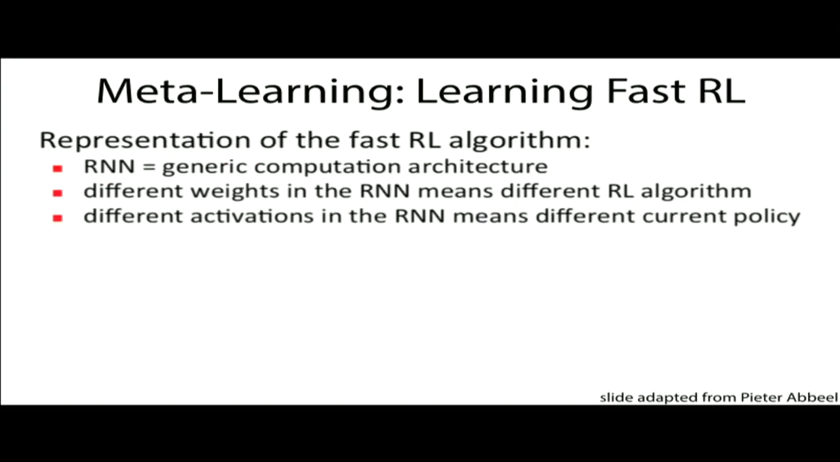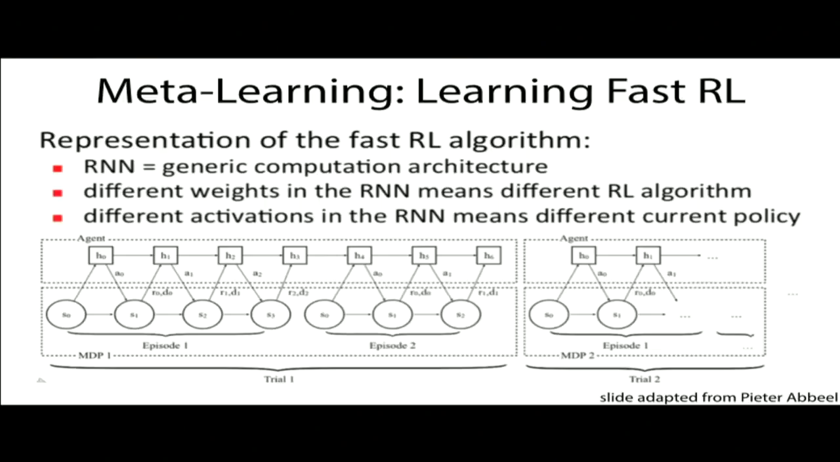So what this looks like is the reinforcement learning algorithm is going to be a recurrent neural network, some generic computation architecture. And the different weights and different activations in the recurrent neural network will represent different reinforcement learning algorithms. Sorry, different weights in the recurrent neural network mean a different reinforcement learning policy, and different activations mean the current policy is going to be different.